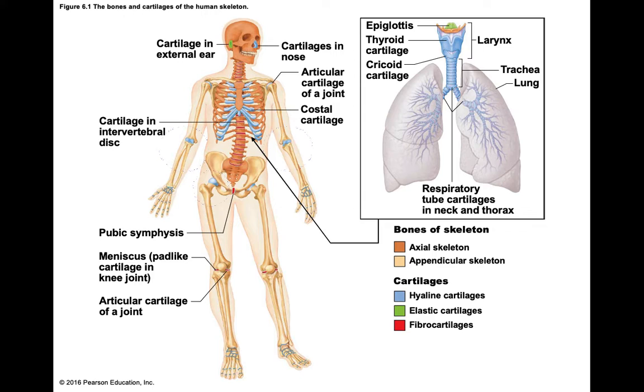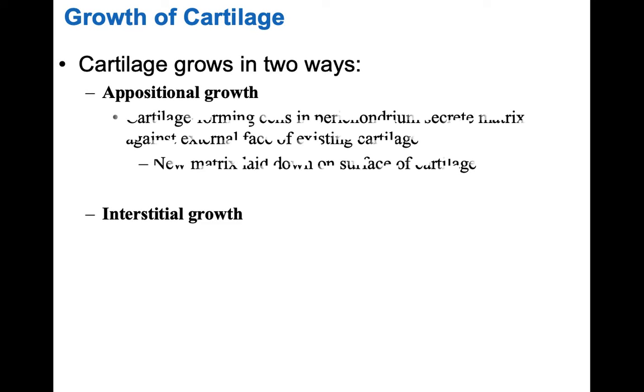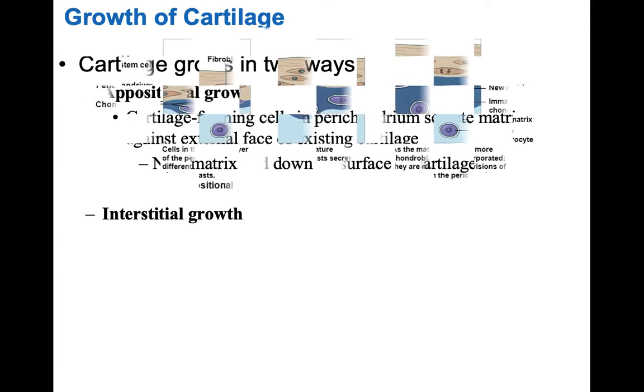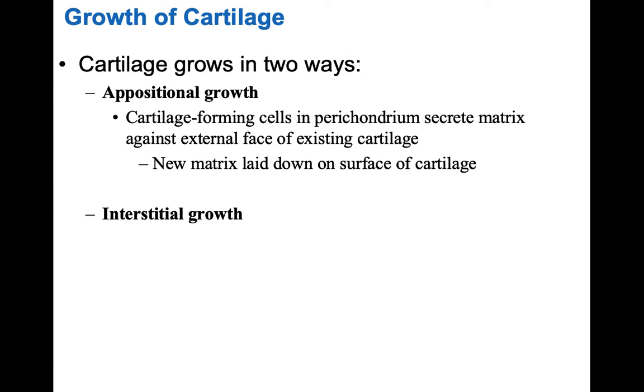And I went over this in this slide. So make sure you take note what type of cartilages I can find in which location. Growth of cartilage, 2 major ways: appositional and interstitial growth. In appositional growth, cartilage forming cells in the perichondrium secrete matrix against the external face of existing cartilage. New matrix is laid down on the surface of cartilage. So this is from the outside. I'm laying cells on the outside of my cartilage.